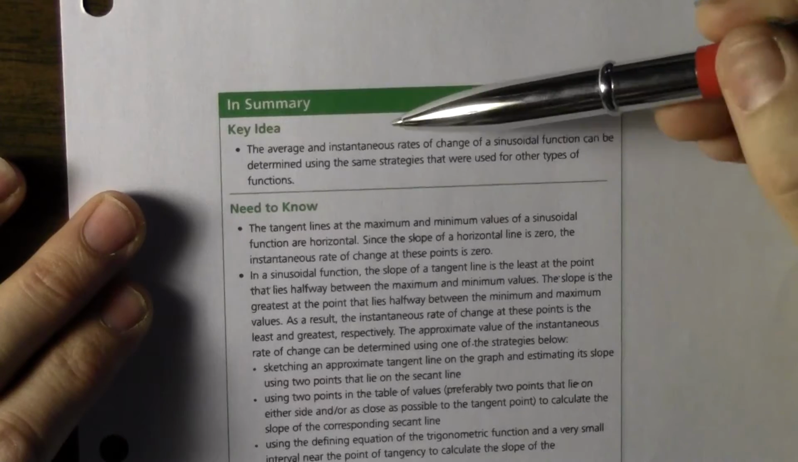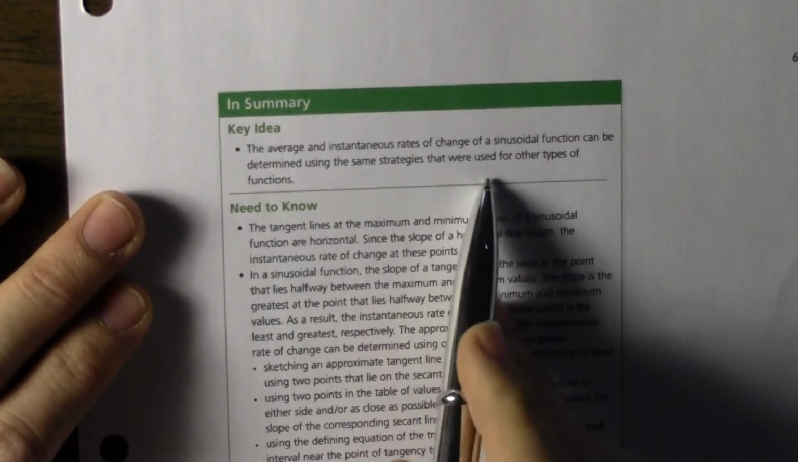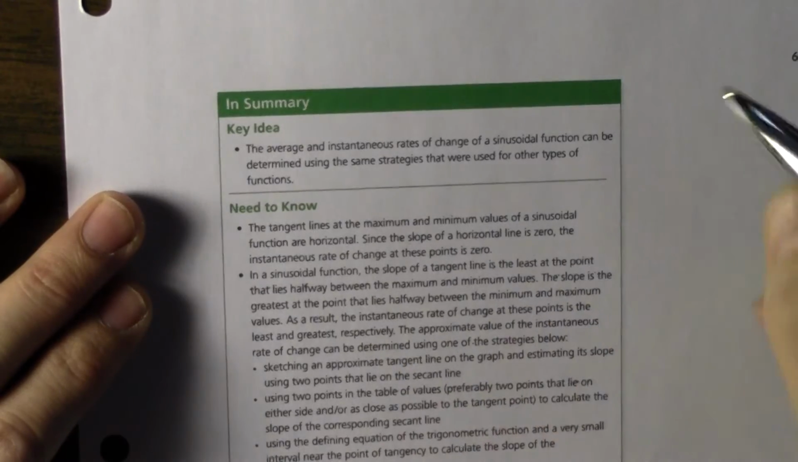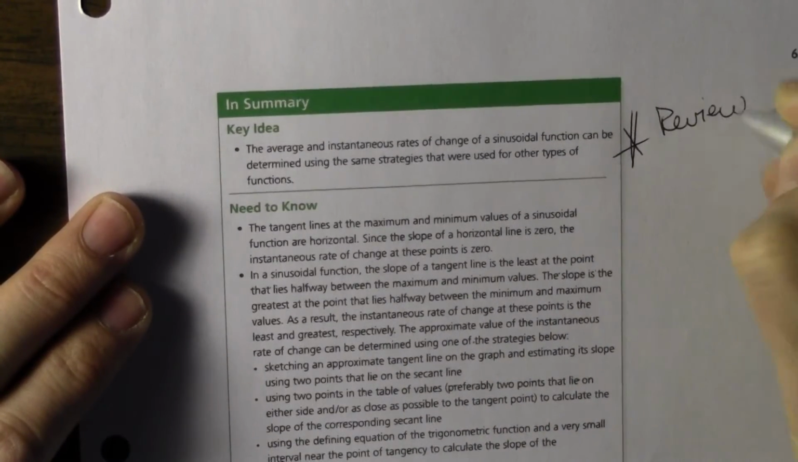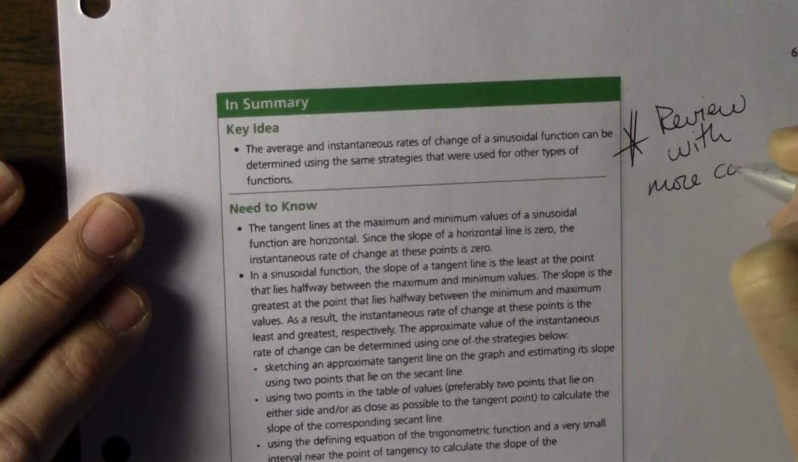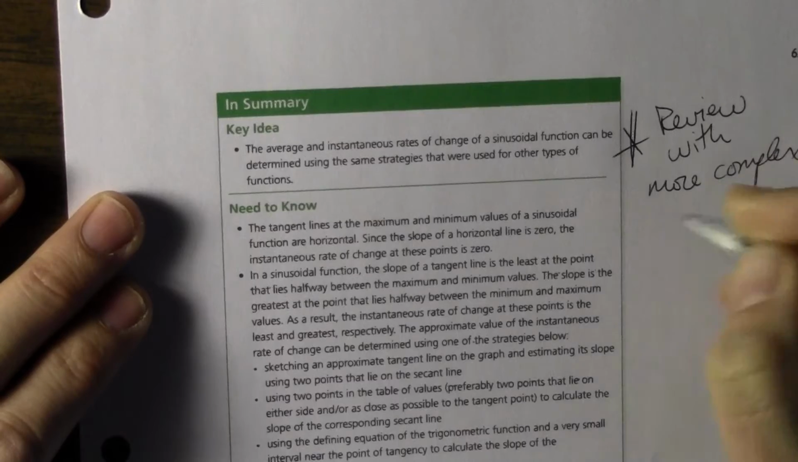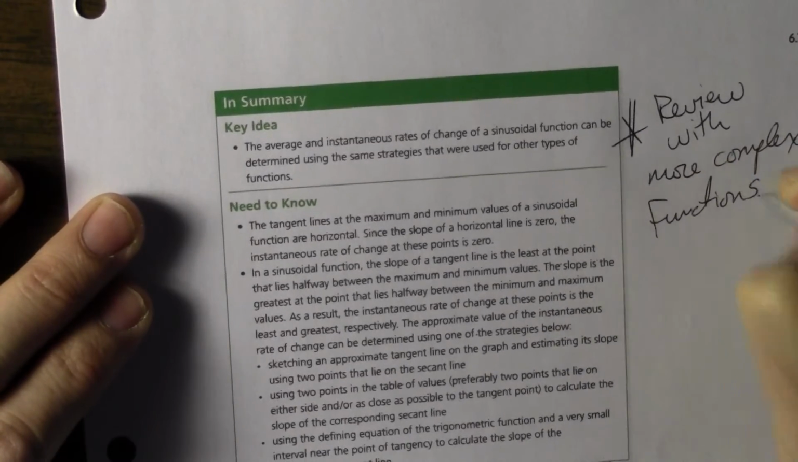So in summary, the average and instantaneous rates of change of sinusoidal functions can be determined using the same strategies that were used for other types of functions. So this is a review, right? Review with more complex functions. That's it. All the principles are the same.